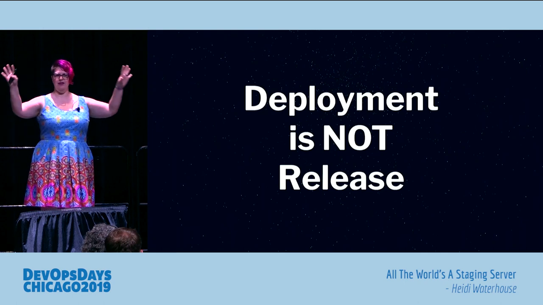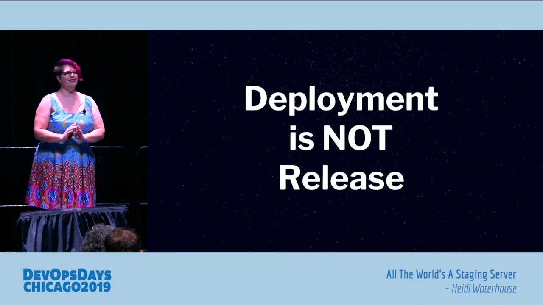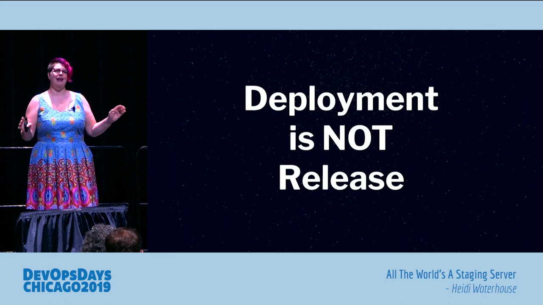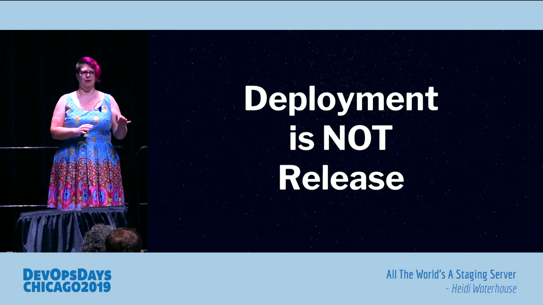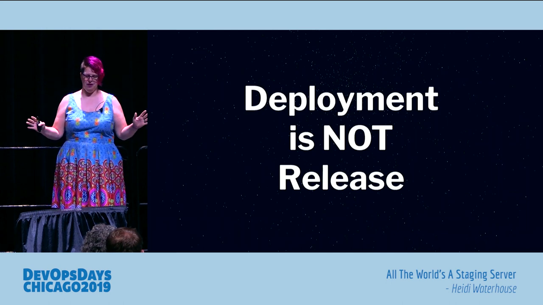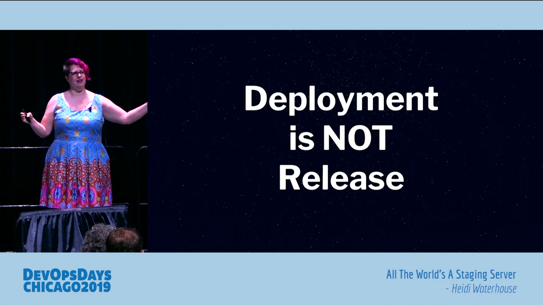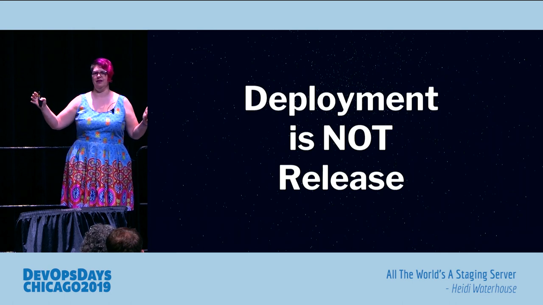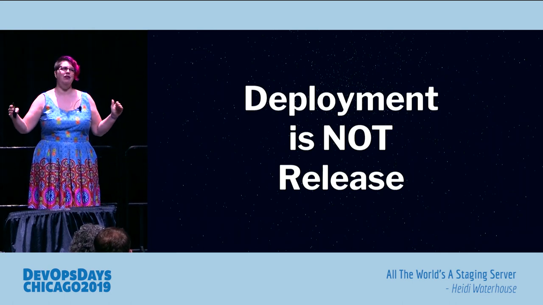So here is the staging server part. Deployment is not release. Deployment is the act of putting your code on the deployment server, the production server. It's getting your code to where it could be visible to the world. Release is a business decision. Deployment is a technical decision. Release is a business decision. Release is where you get the value. And you don't have to do these together.